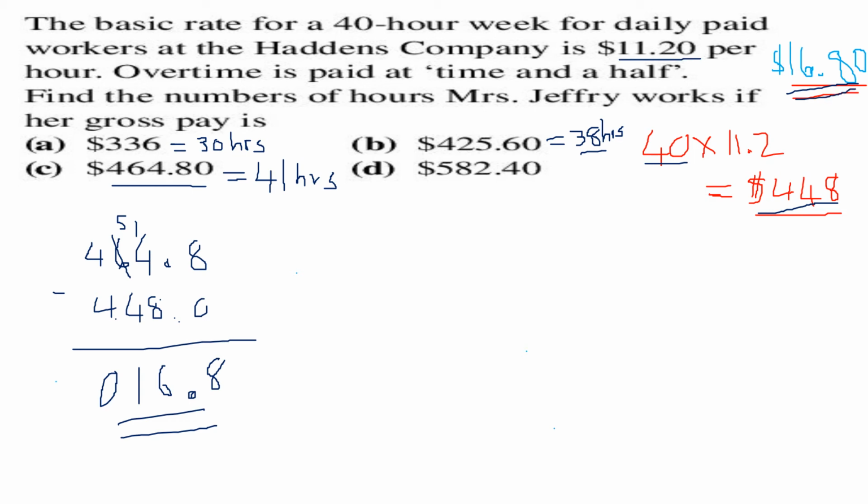But as I said here, since the overtime rate is exactly 1680, we know that she worked exactly 1 extra hour. So no need to do that calculation there, right? And for the last one, again, we follow the same procedure, because here she obviously worked overtime too, and much more than 41 hours, because from 464, she's now at 582. So let's find out what's the difference first.